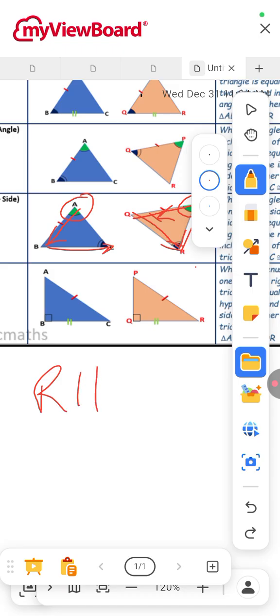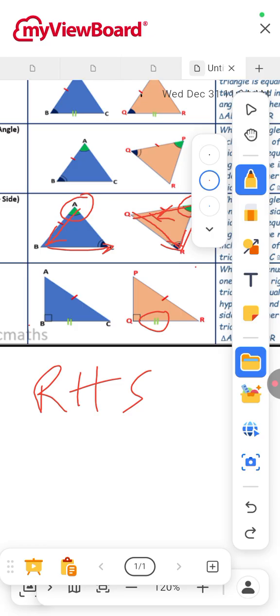So that's RH. Then the side BC here is stroked twice, and the side QR here is also stroked twice, to show that BC is equal to QR. So both triangles have corresponding sides equal, and that is RHS: the right angle, hypotenuse, and corresponding side are all equal. Once I see this in two right-angled triangles, I can say they are congruent triangles.